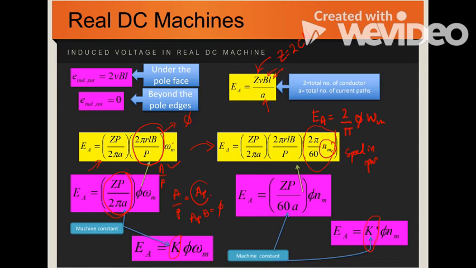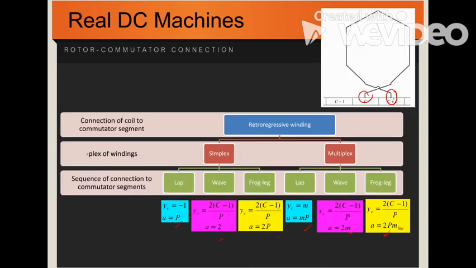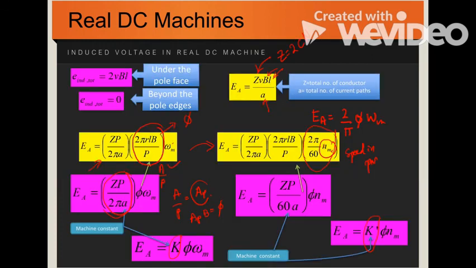So what you see in the lecture today is the reference of how these current paths are determined. If it is progressive or regressive, or if it has a simplex or multiplex winding, you will have a different current path, and therefore you will have a different machine constant at the end, which means a different K for different types of windings that you connect to the commutator.